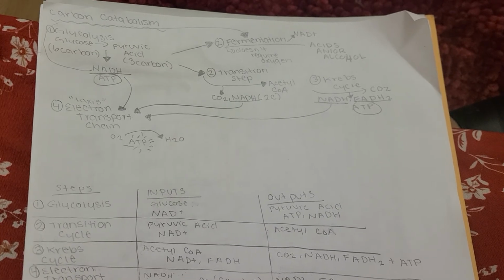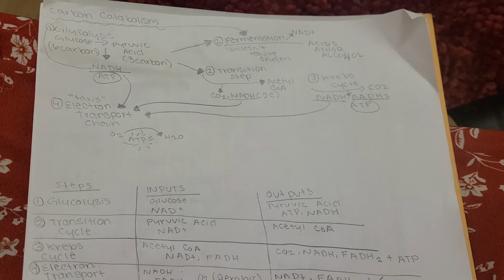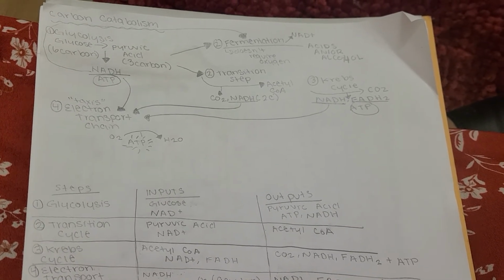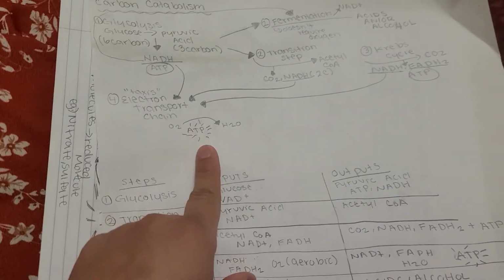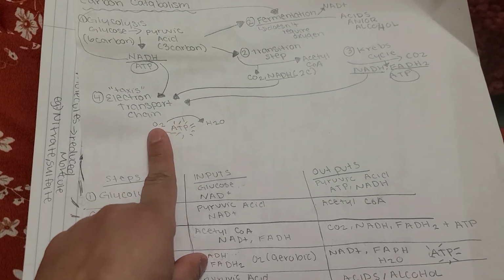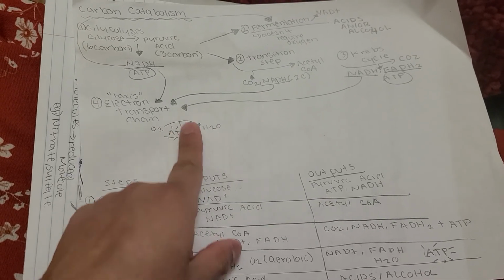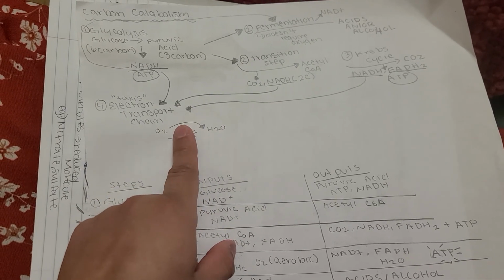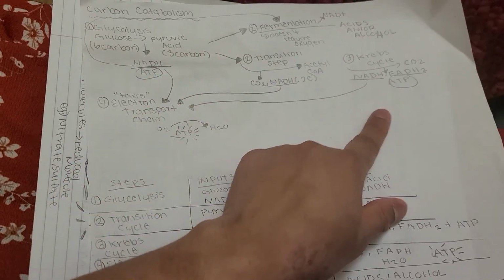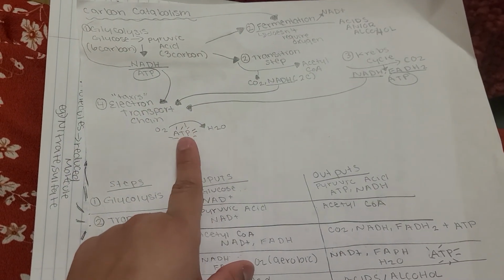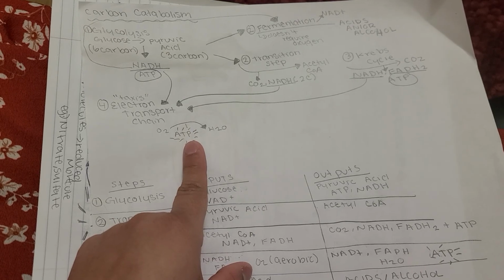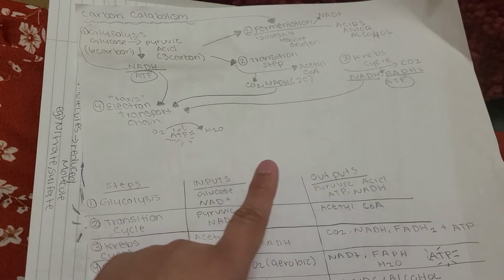And in this process, very large amounts of ATP is produced, as you can see here. The oxygen is reduced to water, and ATP is created, a very large amount. Compared to the other steps, this is the most ATP that was created out of all the other steps.